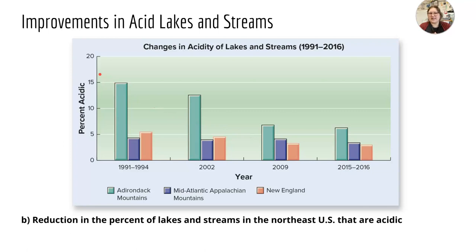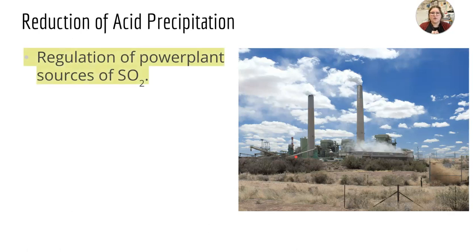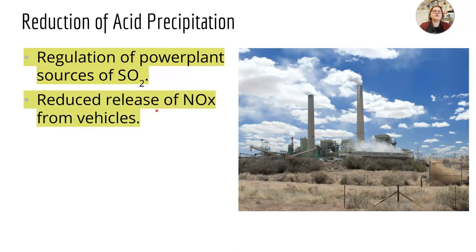And then this is improvements in lakes and streams over time as well, in the Adirondack Mountains, Mid-Atlantic Appalachian, and then in New England. So we've seen decreases over time. So what has caused this reduction? It's going to be mainly the regulation of power plant sources of SO2 or sulfur dioxide, and then reducing the release of nitrogen oxides from vehicles as well with the catalytic converters.